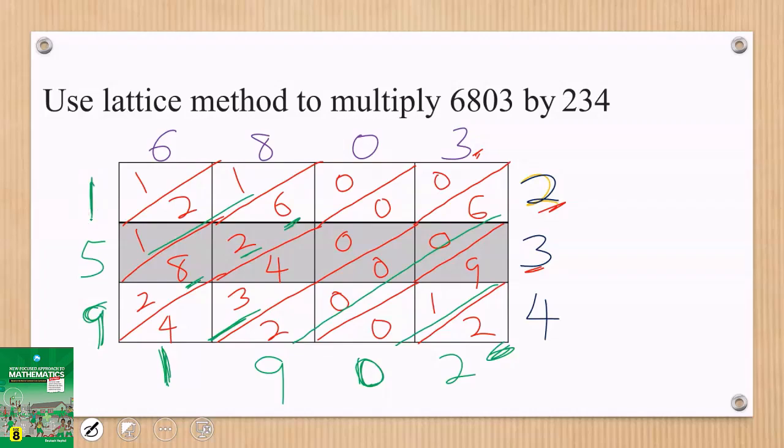So now let's collect all the numbers together and write our final answer as 1, 5, 9, 1, 9, 0, 2. So that is 1,591,902. That is the result for this multiplication.